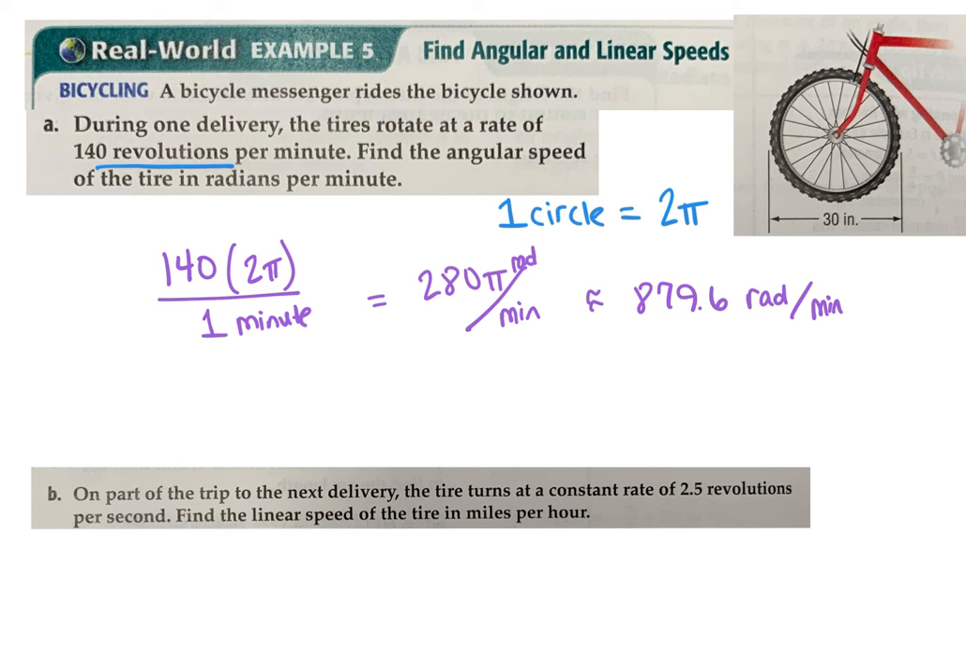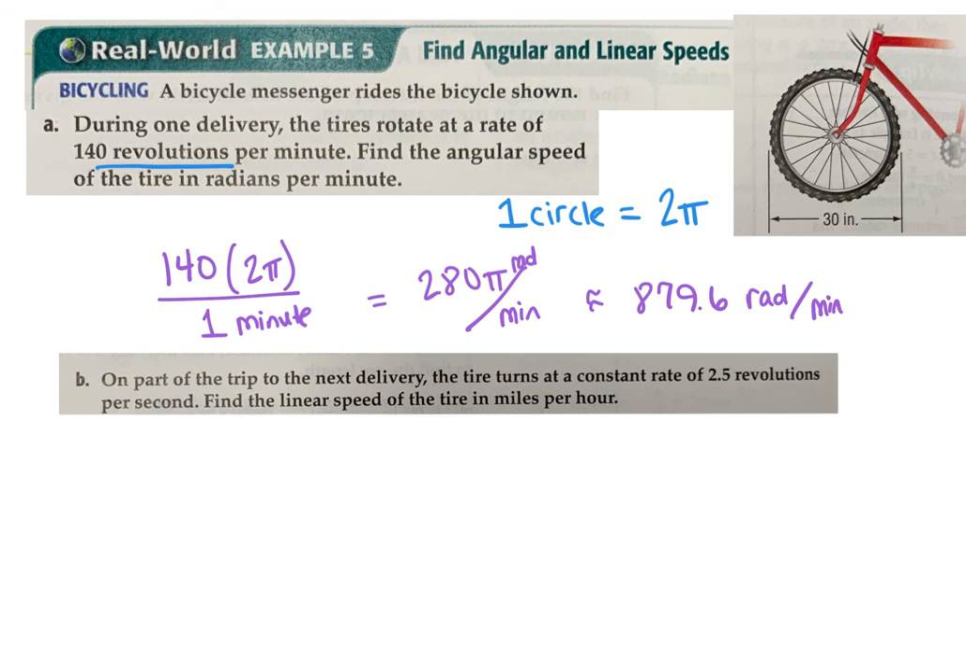All right, so let's look at part B here. On part of the trip to the next delivery, the tire turns at a constant rate of 2.5 revolutions per second. Find the linear speed of the tire in miles per hour. All right, so now we want linear speed. So we have to consider what's happening here. The first thing we need to think about is the revolutions. And then we're going to have to say, well, how many revolutions is it doing? How big is the tire, etc. First of all, we're going to go back to our equation. Linear speed.